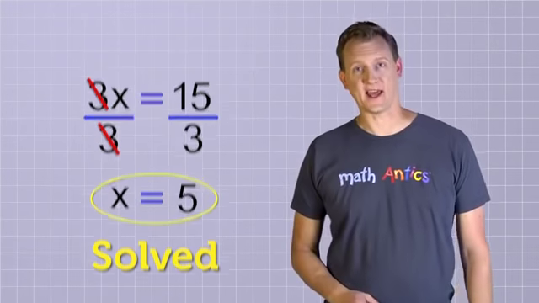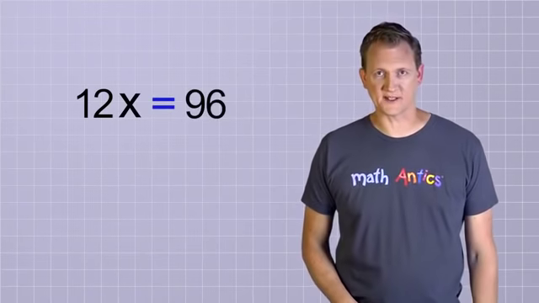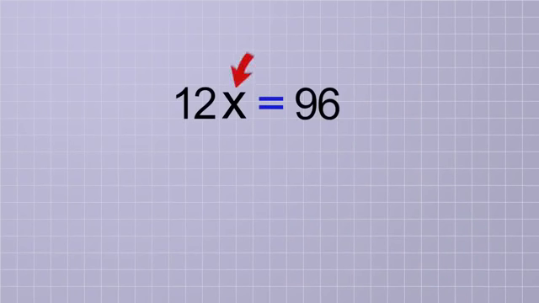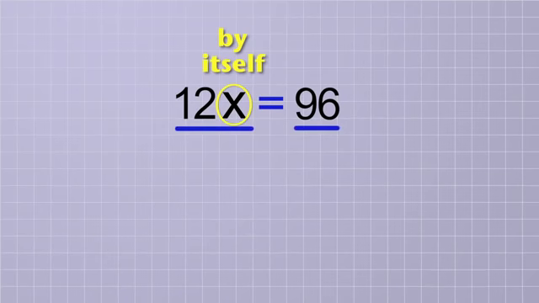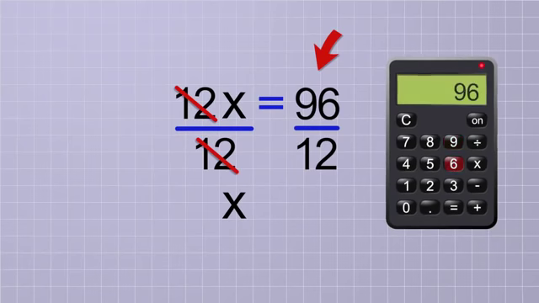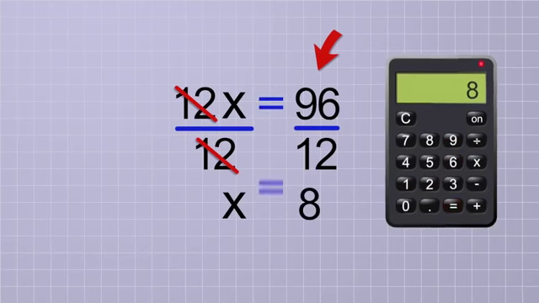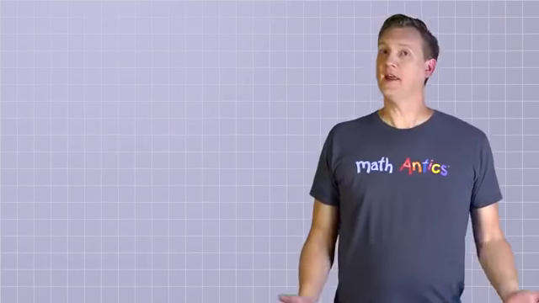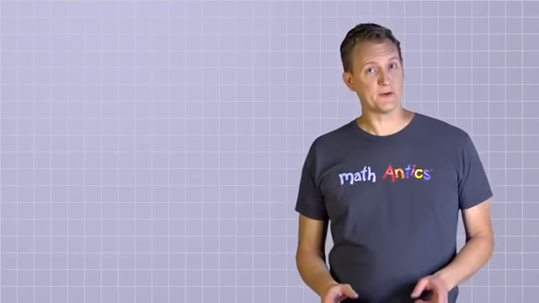Let's try another one just like that. 12x equals 96. In this problem, the unknown is being multiplied by 12. So to get the x all by itself, we're going to need to divide both sides of the equation by 12. On the first side, the 12 on top and 12 on bottom cancel out, leaving just x on that side. And on the other side, we need to divide 96 by 12. You might be able to do that by memory, but if not, you can use a calculator to divide. 96 divided by 12 is 8. So in this problem, x equals 8. That's pretty easy, isn't it? Are you ready to try a division problem now?